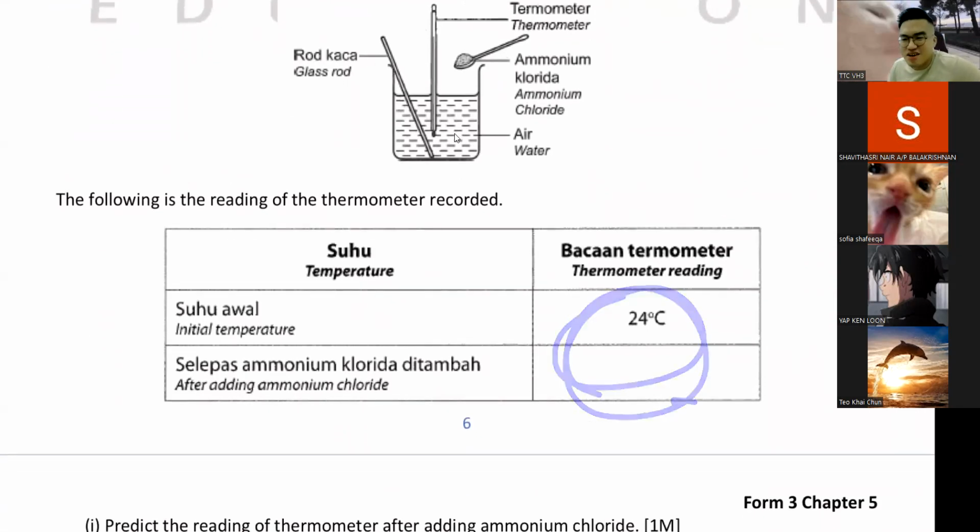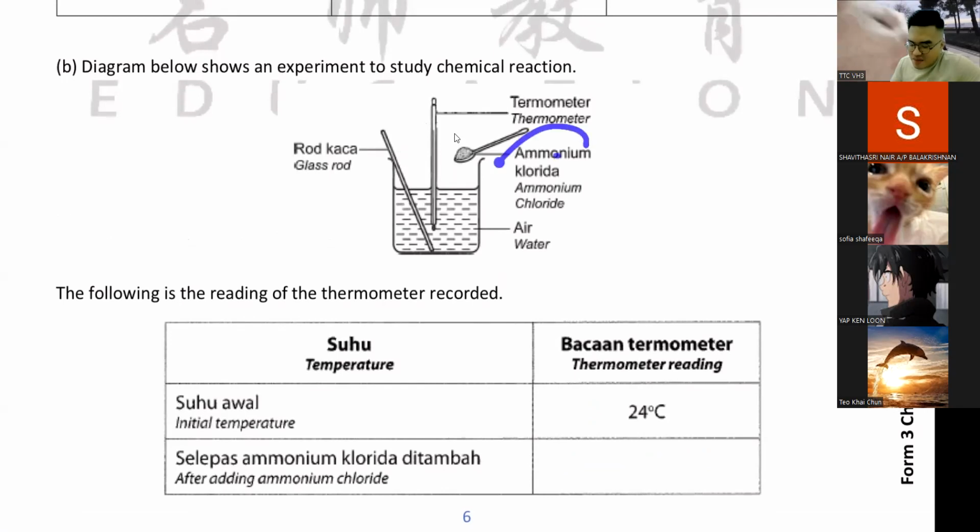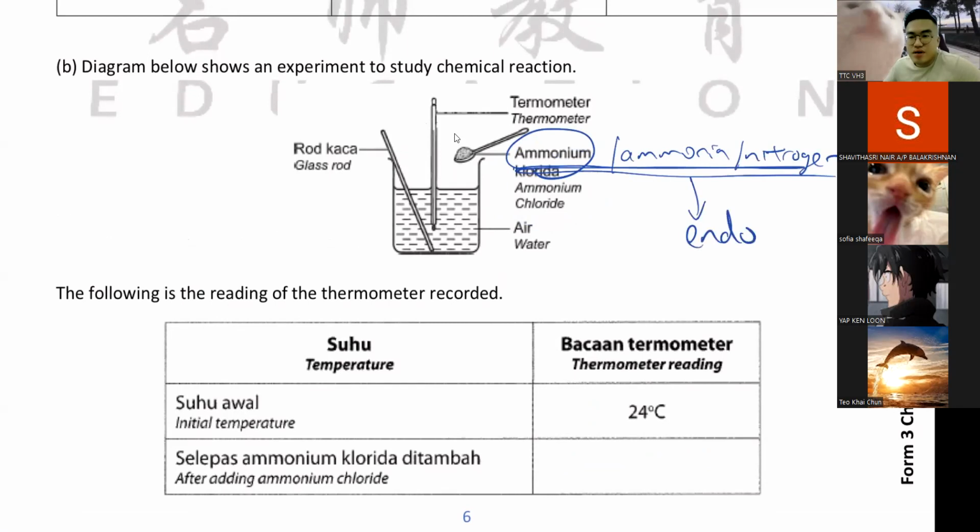Does this increase or decrease? You don't know, isn't it? Okay, guys, can you see this ammonium chloride? Pay attention. Whenever you see ammonium or ammonia or nitrogen, pay attention to these three words. Whenever you see these three words, it is almost certain they are endo.